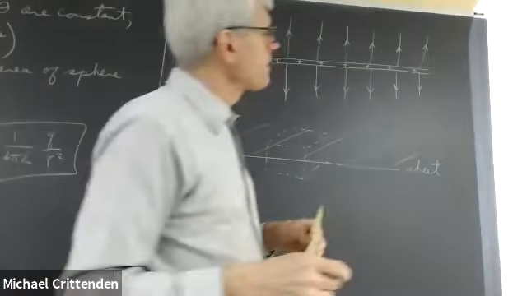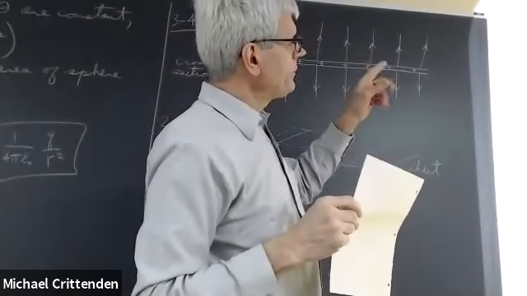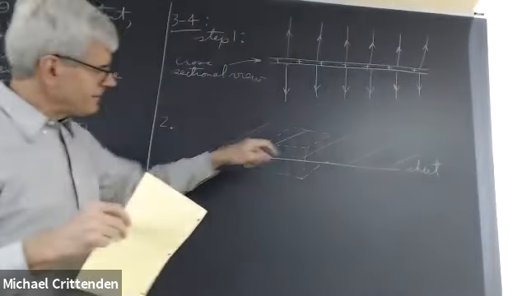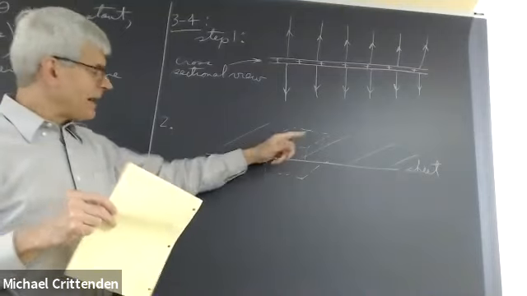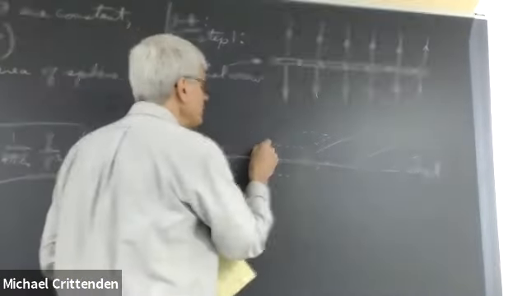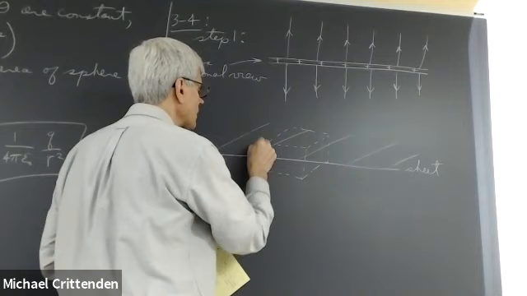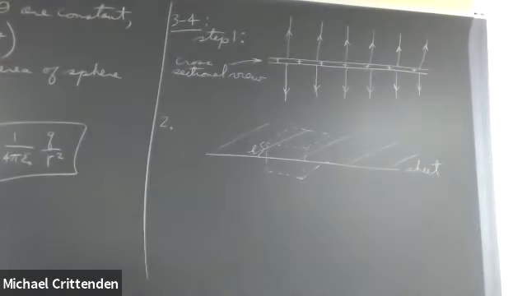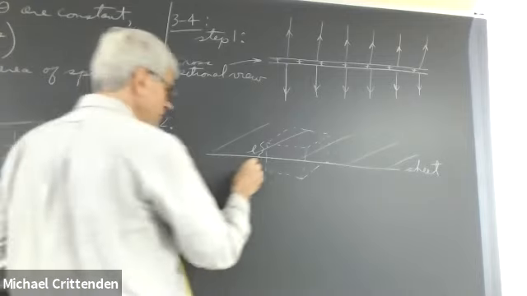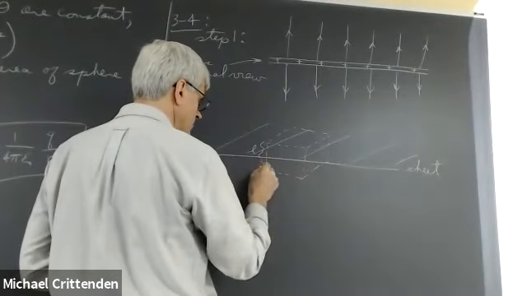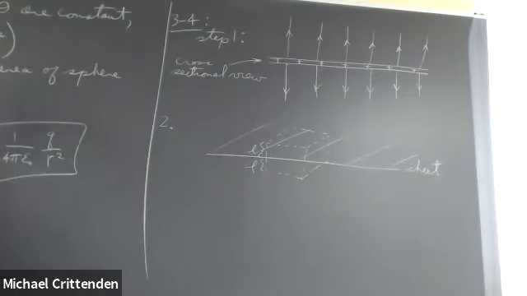Question says we want the field a distance L above the sheet. So the top of my box should be a distance L above the sheet. Symmetry is a good thing, so I'll make the bottom of the box the same distance L below the sheet. The point where you're finding the field should lie on the Gaussian surface.